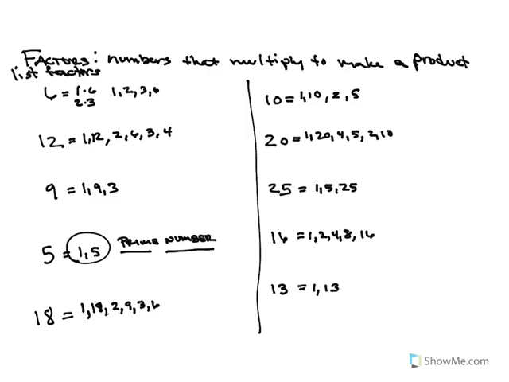All right, so for 20, we should have 1, 20, 4, 5, 2, and 10. For 25, we should have 1, 5, and 25. For 16, we should have 1, 2, 4, 8, and 16. And then for 13, we should have 1 and 13. And 13 is a prime number.